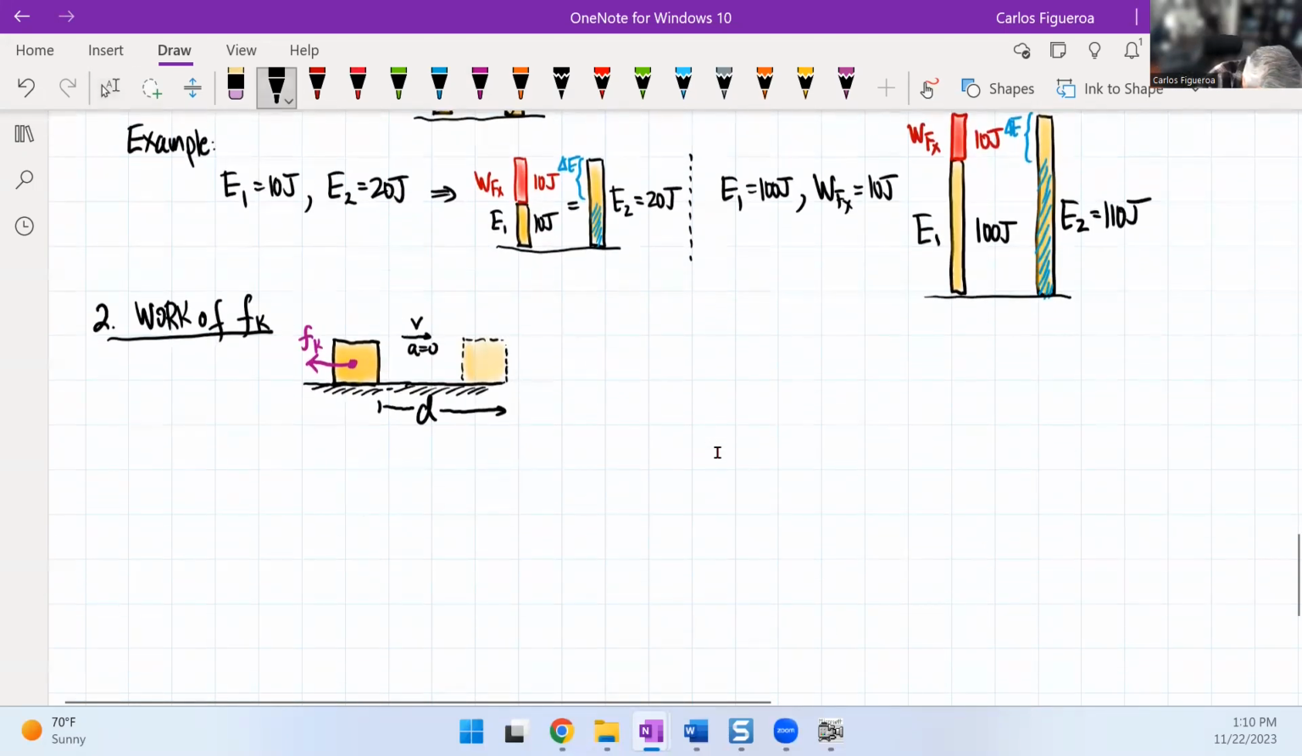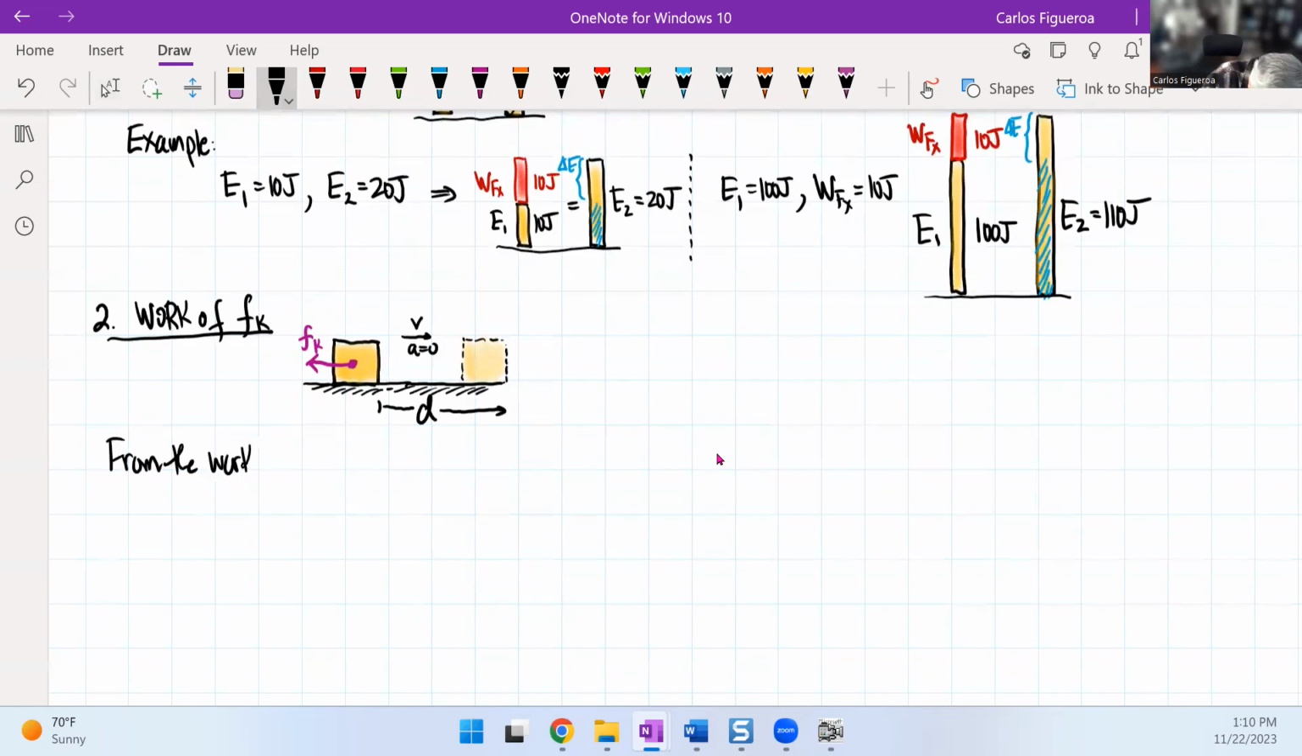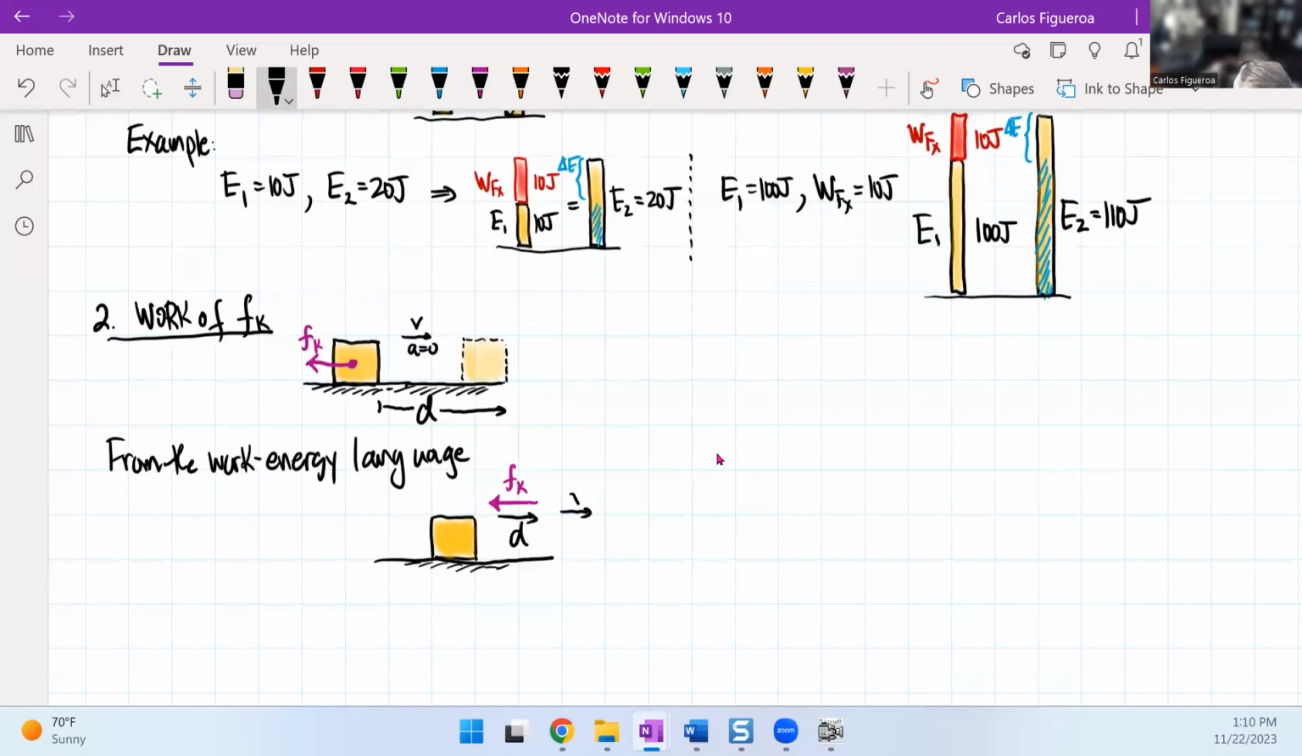So in this case, we then say, from the work energy language, I have a block, and this is my block. So when I look at this block, what I'm seeing here is that there's a couple of things going on. One, I see that the force of the friction is in the opposite direction of the displacement, since this guy is moving to the right. So when I look at my system here, I'm going to move this over here.